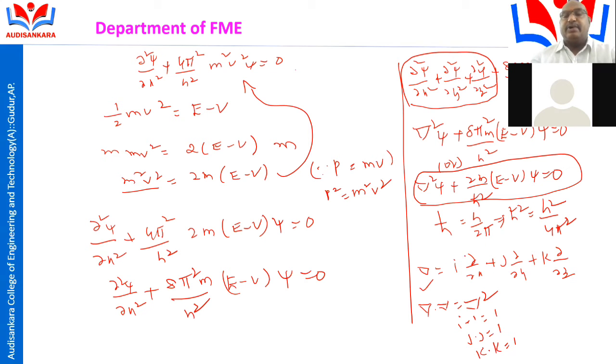Then correspondingly, del square psi means the same product is implemented, and it is dou square psi by dou x square plus dou square psi by dou y square plus dou square psi by dou z square plus 8 pi square m by h square, E minus V is equal to 0. This is called Schrödinger's time independent wave equation. My dear students, it is very important from your examination point of view, asked several times.